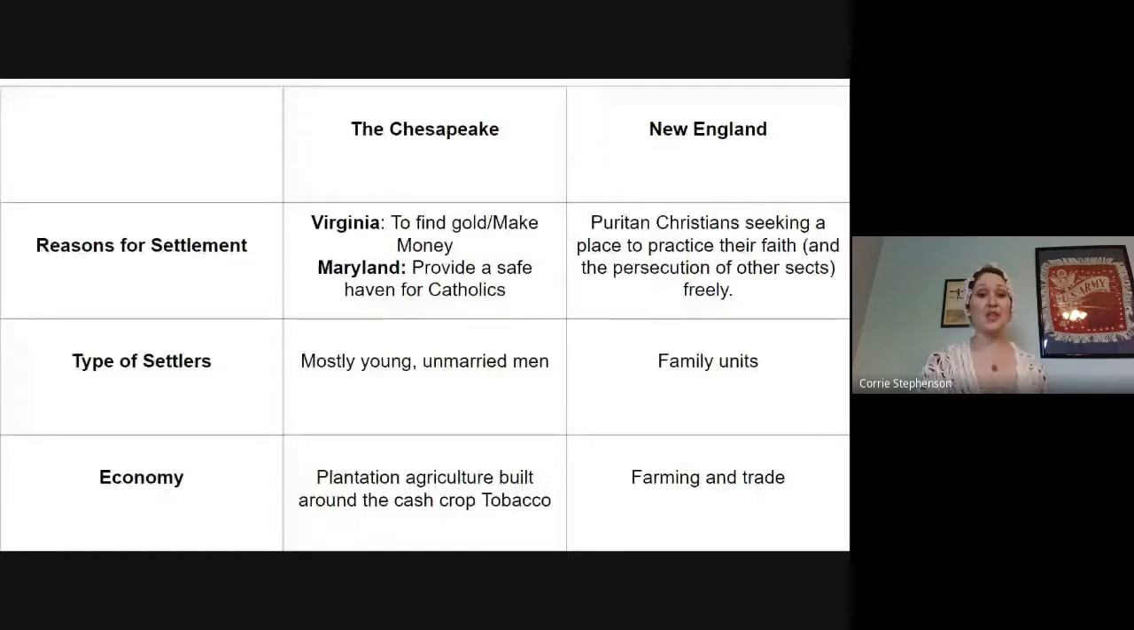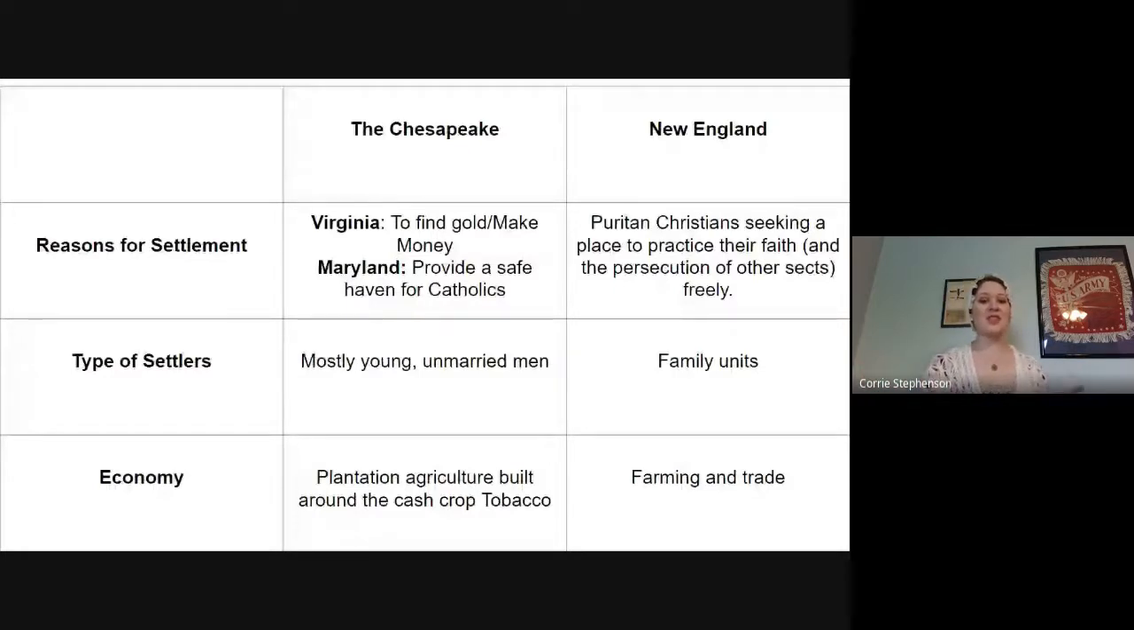So some big things to remember as far as differences between these two or similarities is their reason for settlement. Virginia is founded to find gold, make money. But you can qualify that by saying that Maryland is founded to provide a safe haven for people of the Catholic faith. New England is founded by Puritan Christians who are seeking a place to practice their faith freely and escape the persecution of other sects. So if you were comparing them, you would say, well, New England and Virginia are actually quite different, but the idea behind the founding of Maryland and New England are perhaps not that different.